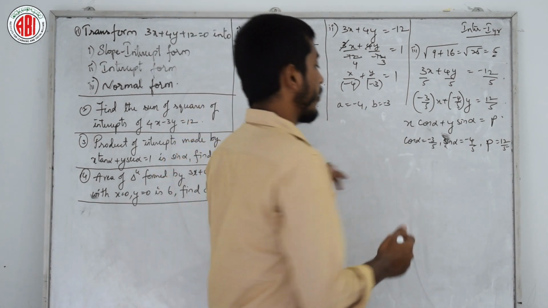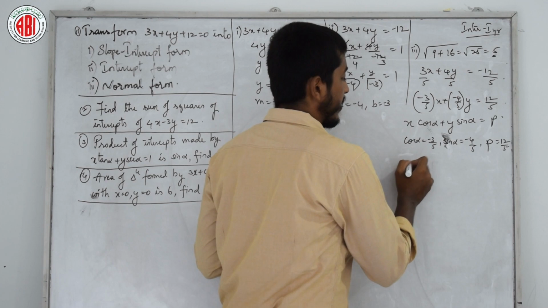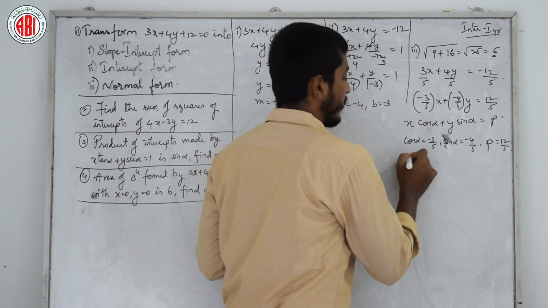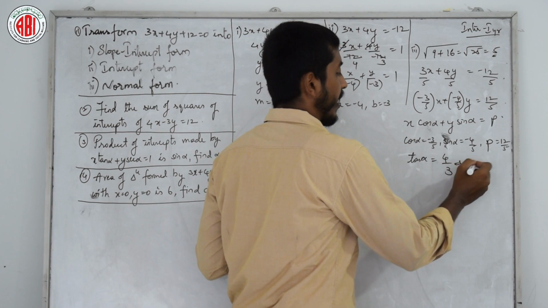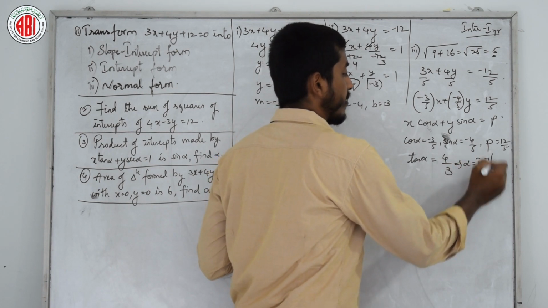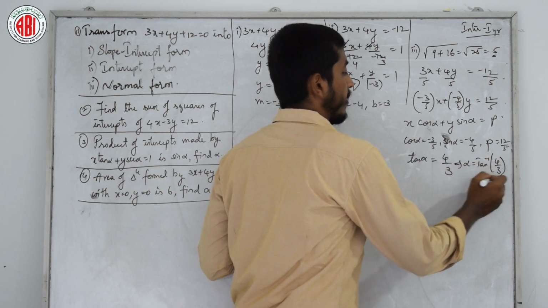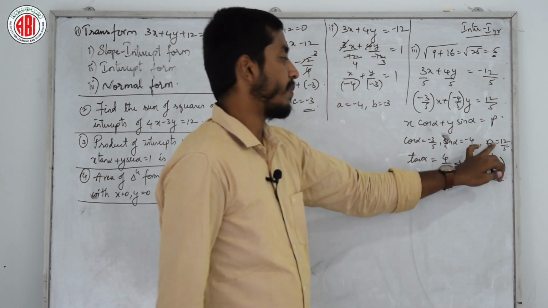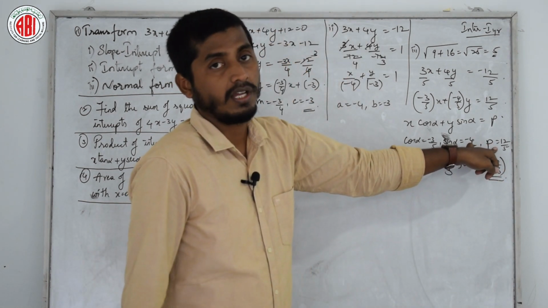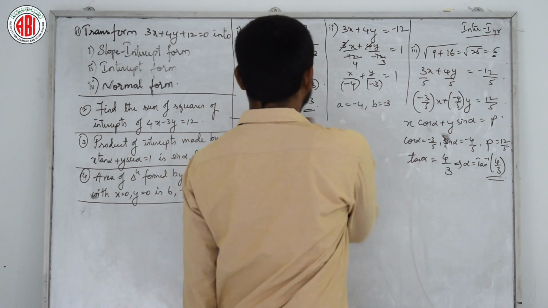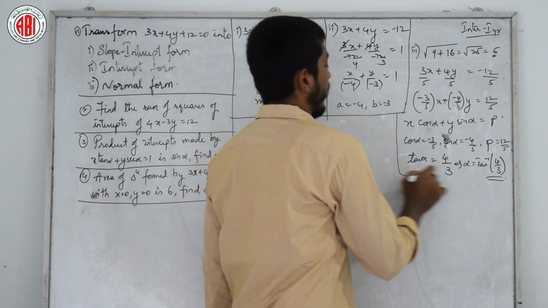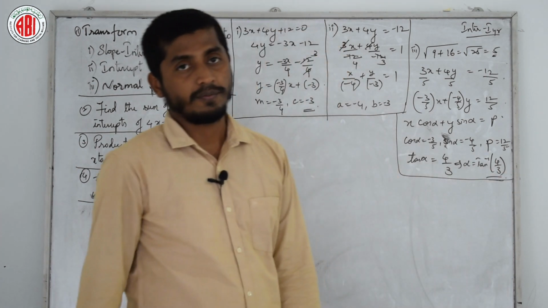If you want to continue further, sin by cos is nothing but tan alpha. What will it become? 4 by 3. From this we can write alpha is equal to tan inverse 4 by 3. This is the angle and this is the perpendicular distance from origin to the line. This is how we solve for transforming a given equation into different forms.